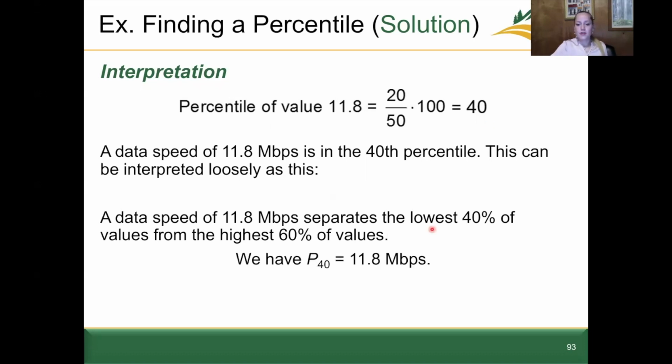The way to denote this with symbols is capital P subscript 40. That means we have our 40th percentile, where we just calculated that 11.8 is the number in the 40th percentile. Now in your student outline, there's another example to try. Let me know if you want to check any of your answers.